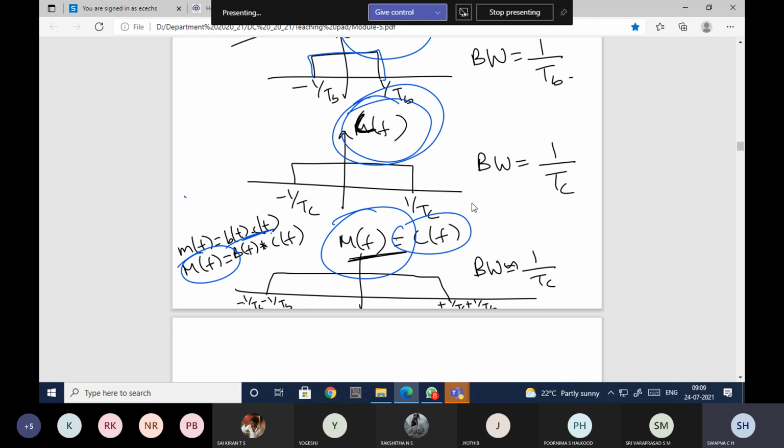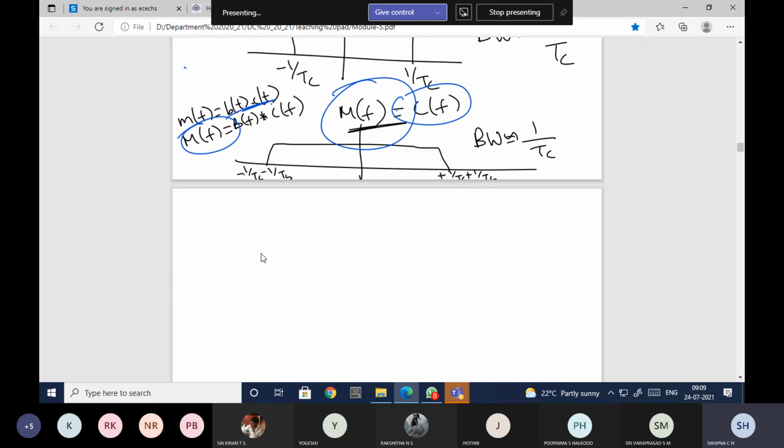Here again, we have already seen a formula, which is the processing gain. Processing gain was given by Tb by Tc. The same Tb by Tc gives some integer value, which I represent with Lc. It is also equal to N. So PG is equal to Tb by Tc, which is equal to Lc, which is equal to N. Lc is nothing but some integer.